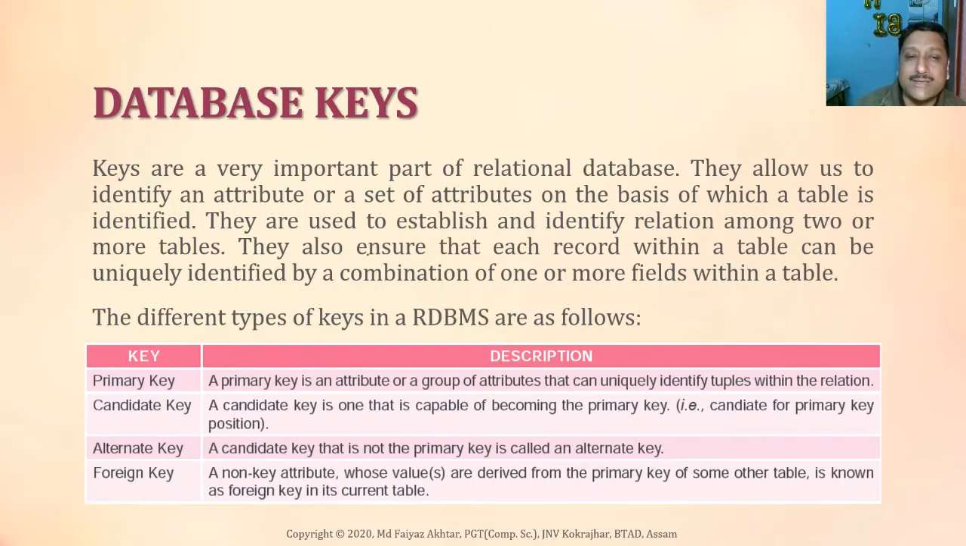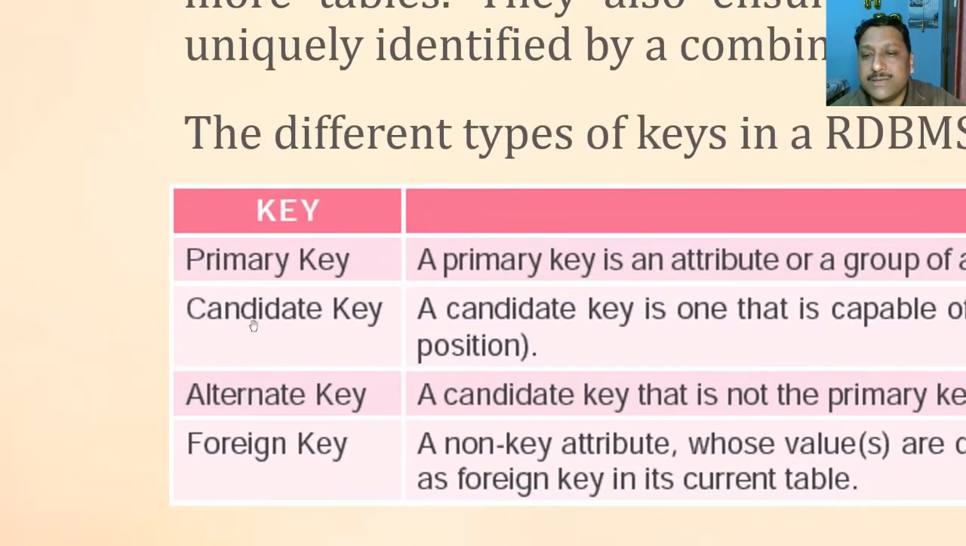They are used to establish and identify relations among two or more tables. If two or more tables are joined, or we are getting some information from two or more tables, then these keys are very helpful at that time in making relationships between these different tables. They also ensure that each record within a table can be uniquely identified by a combination of one or more fields within a table. Now, so many different types of keys are there: primary keys, candidate keys, alternate keys, and foreign keys.